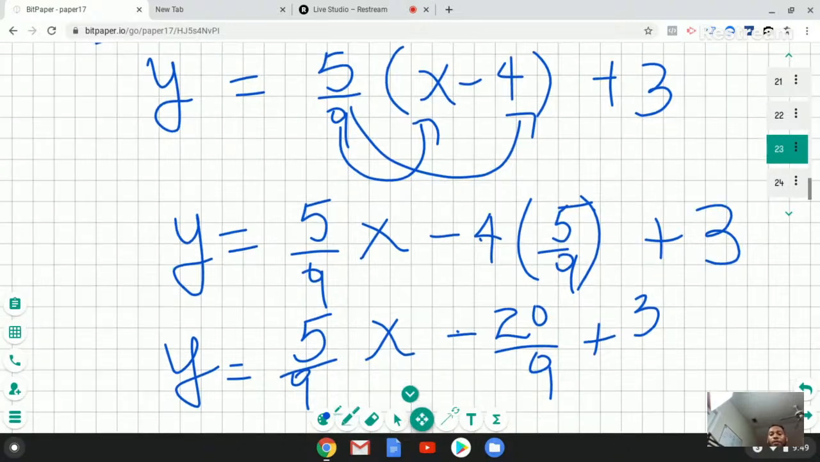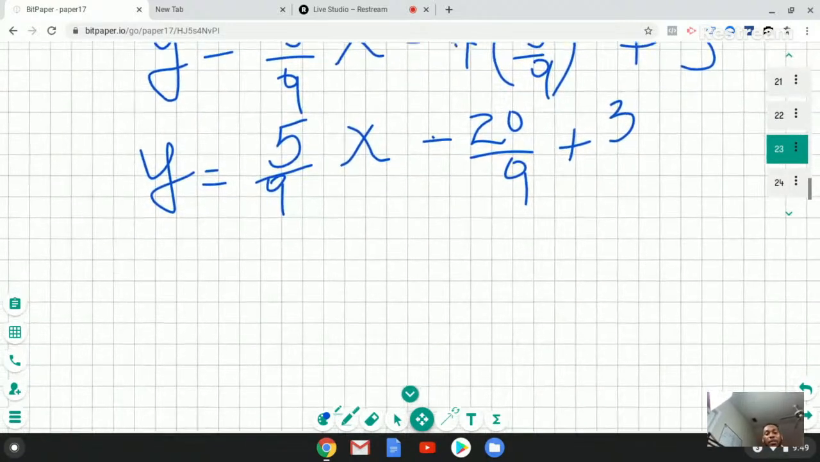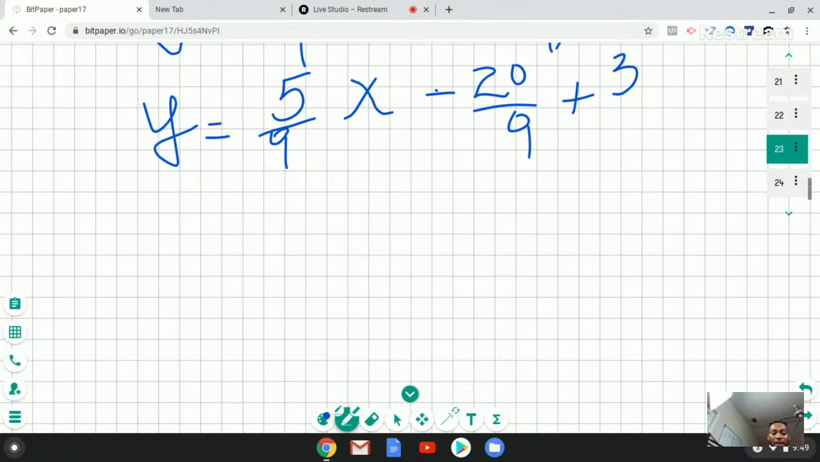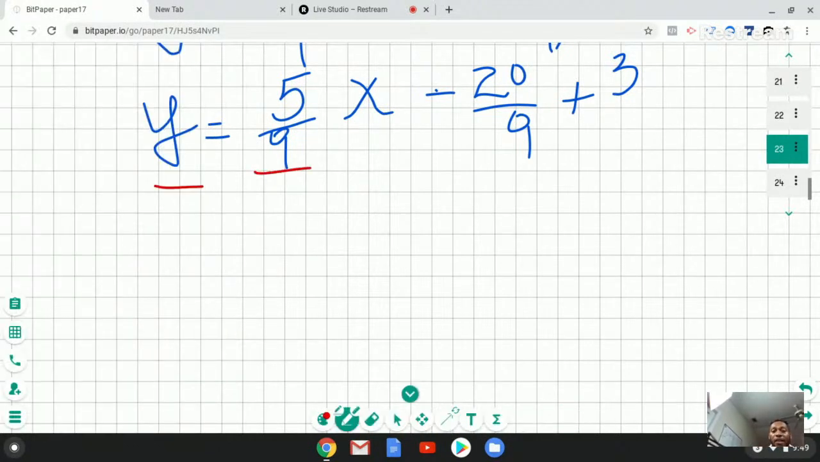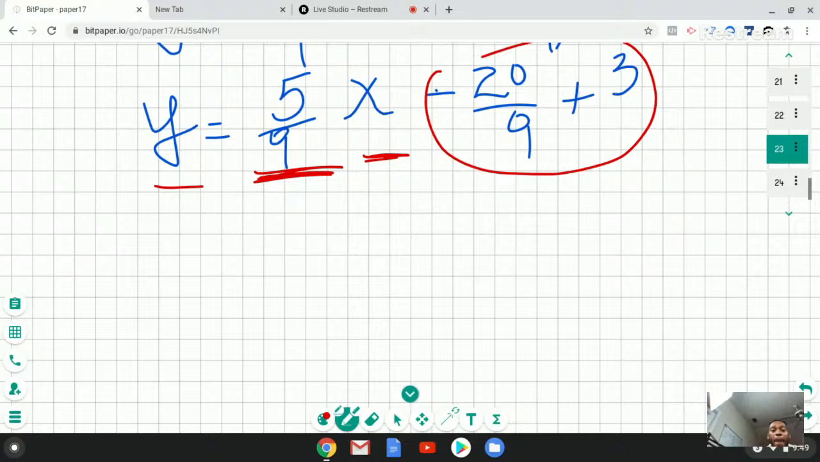Now, we're almost at the y is equal to mx plus b. So we already got the y. I'll show you in a different color. We already got y, we already have the slope, which is m, and we have the x. We just need to make this one a b. Now, let's see how we can add this negative 20 over 9 plus 3, right?